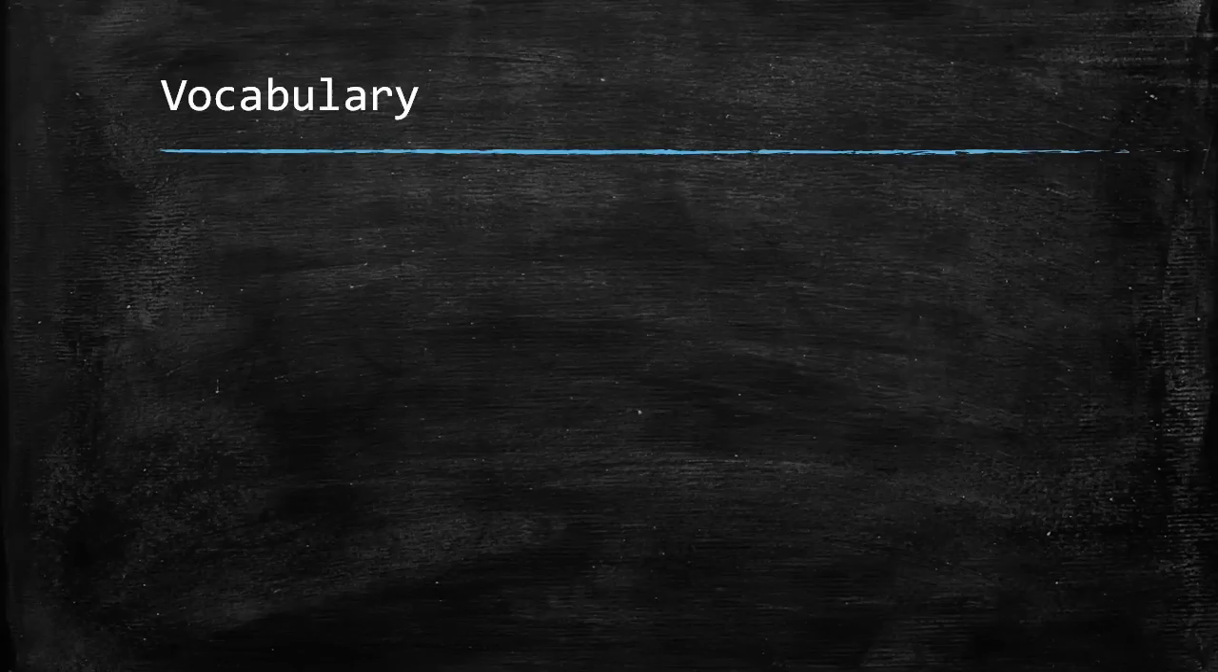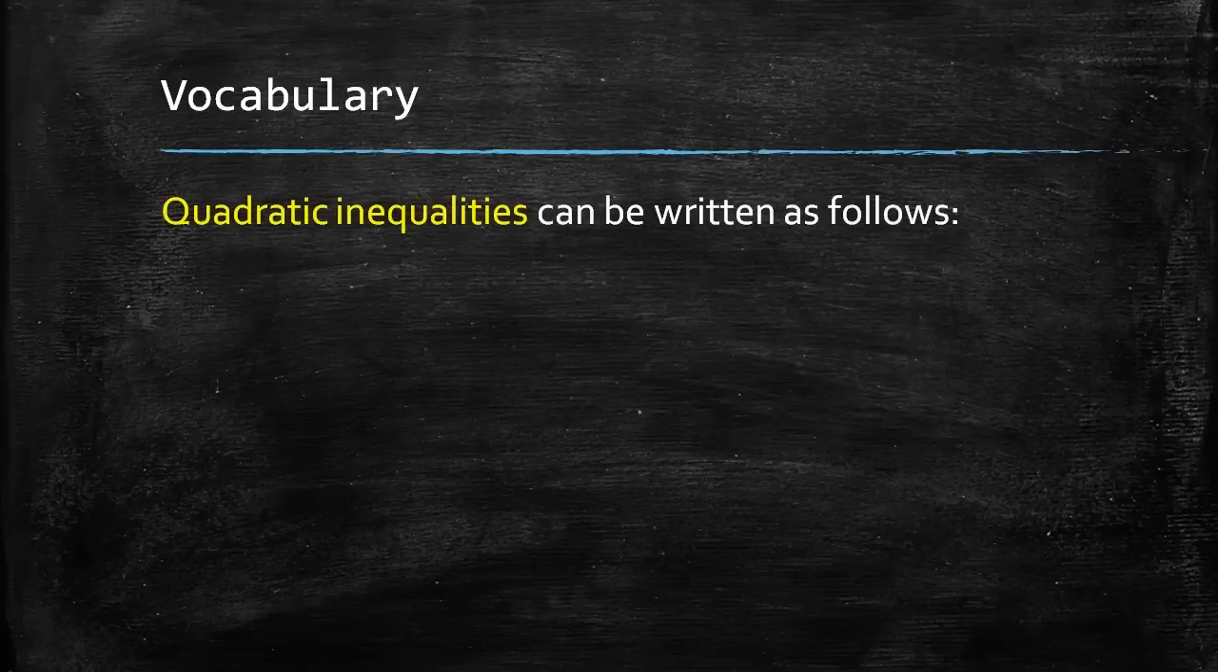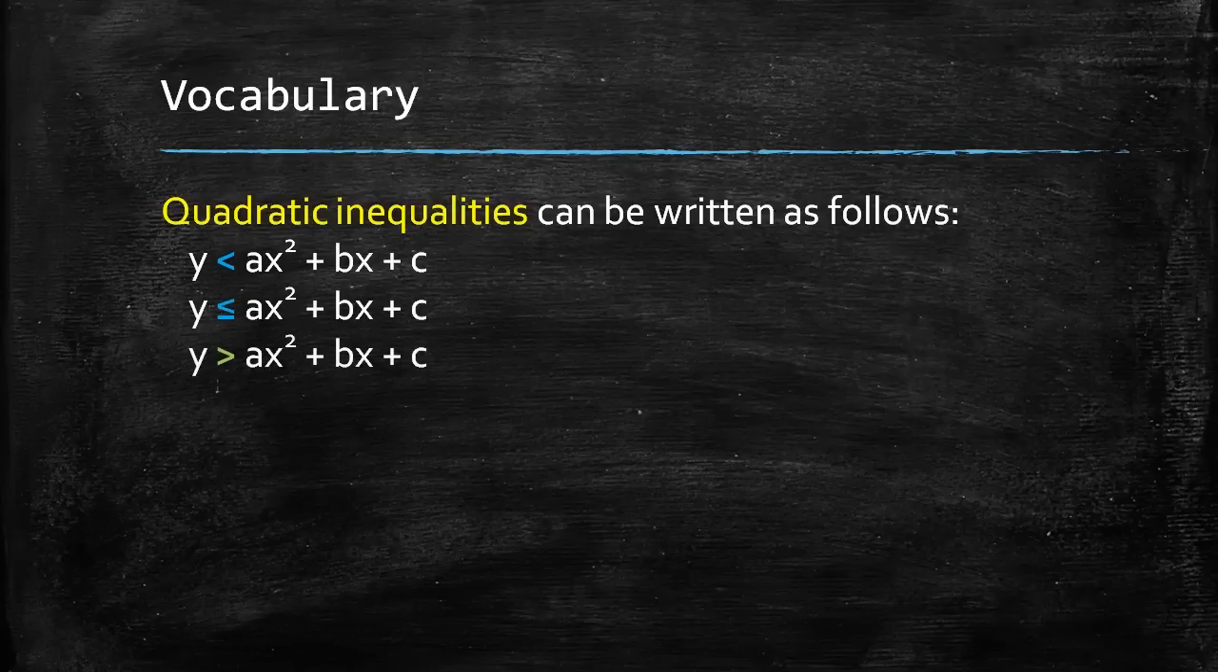Here are some key terms that we need to know. Quadratic inequalities can be written as follows. y is less than ax squared plus bx plus c. y is less than or equal to ax squared plus bx plus c. y is greater than ax squared plus bx plus c. And y is greater than or equal to ax squared plus bx plus c.